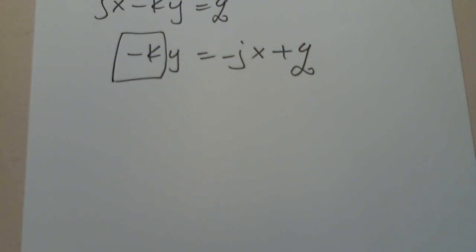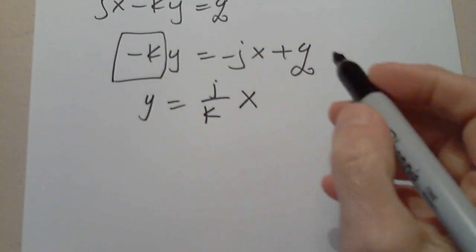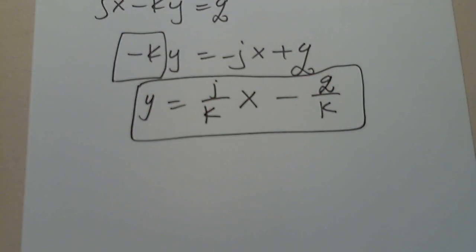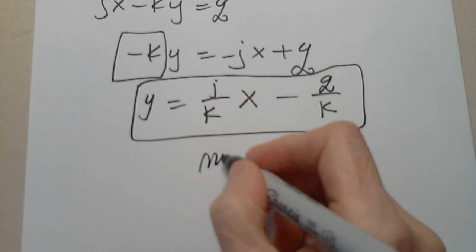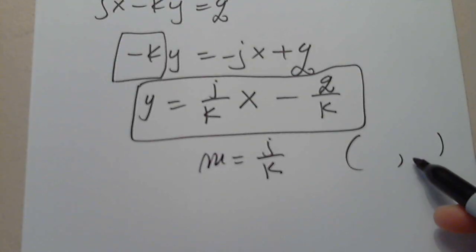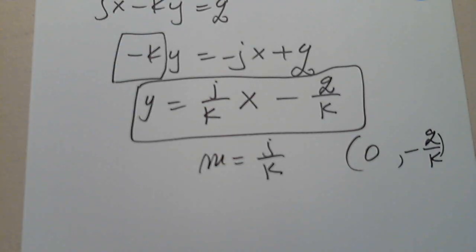Good. So now we have to divide by this. So we will have y equals j over k x minus q over k. Again, this is an overkill. There's really not much to it. Good. So let's identify the slope. It's j over k. And let's identify the y-intercept. Negative q. Yes. Or 0. So it's 0, negative q over k. Again, as I said, it's an overkill. There is really no need for this.